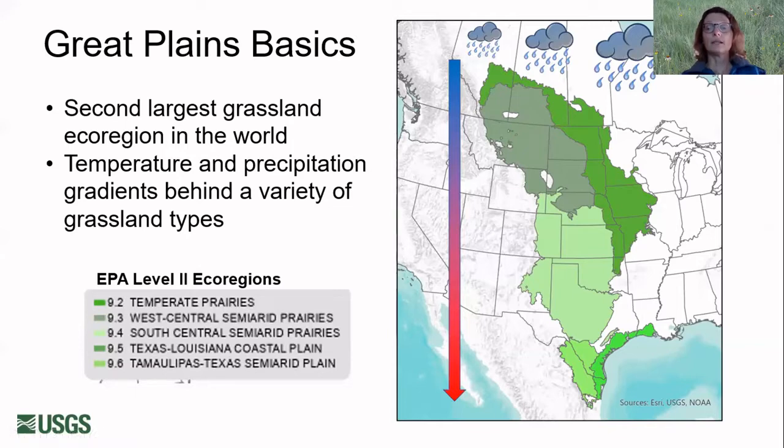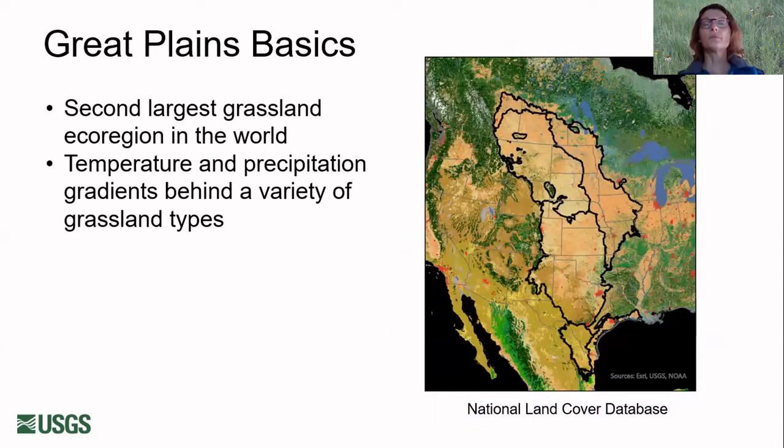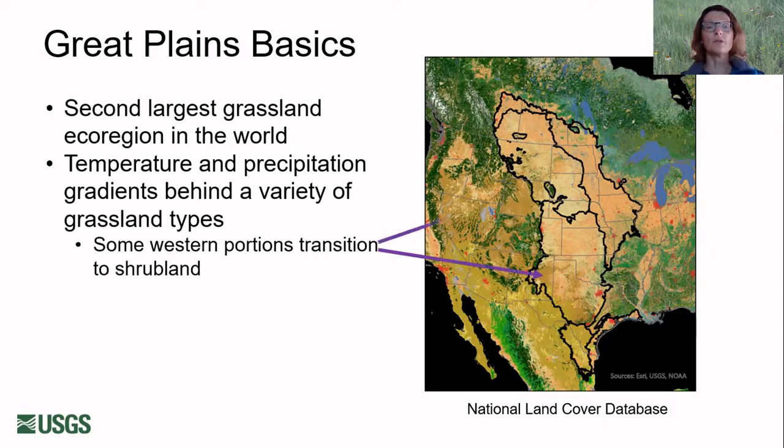Most Great Plains grasslands are dominated by C4 or warm season grasses, but those in the northwest third or so are dominated by C3 or cool season grasses. Although the pre-European vegetation of the region was primarily grassland, the southern portions have always graded somewhat into savanna and the western portions into sage shrubland. And those woody areas are indicated by the darker tan coloration in this map from the National Land Cover Database.